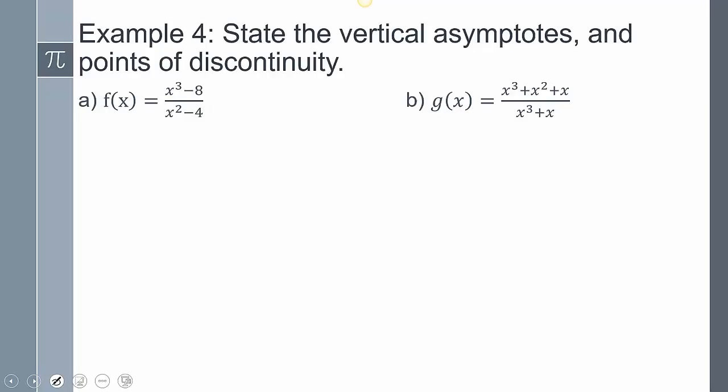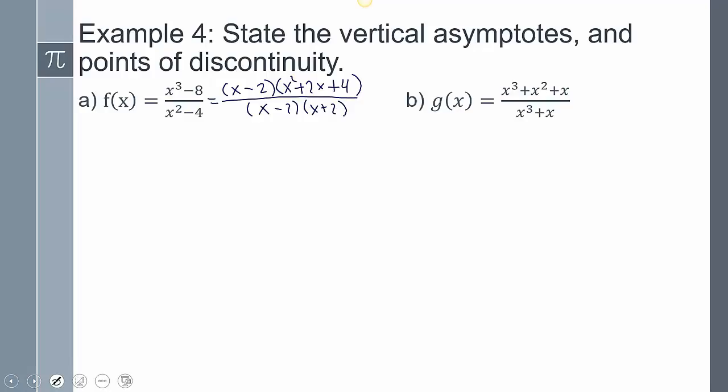So for example number 4, it says state the vertical asymptotes and the points of discontinuity. So for this first one, I can factor. That'll turn into x minus 2 and x squared plus 2x plus 4. Now remember, this is a difference of cubes, so it goes first times first is first, last times last is last, first times last is in the middle, isn't this a blast? The first sign's from the problem, the second's its reverse, the last sign's always positive no matter what, and on the bottom is x minus 2 and x plus 2.